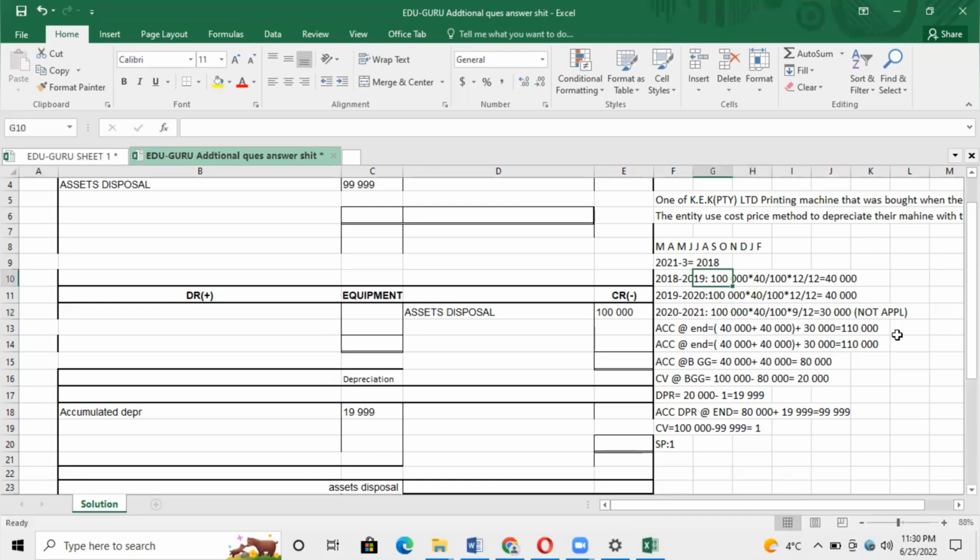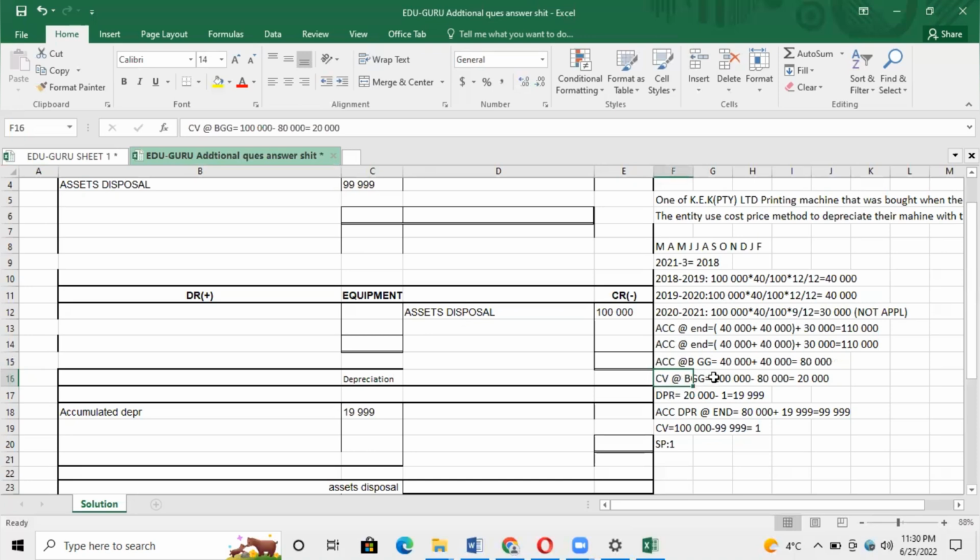Like if your accumulated depreciation at the end is more than the cost price, then just know that your one rand full will occur. Then what's the next step after identifying your accumulated depreciation at the end? You identify your accumulated depreciation at the beginning, which is always less than your cost price, right? Then from there, what's the next step after identifying accumulated depreciation at the beginning?